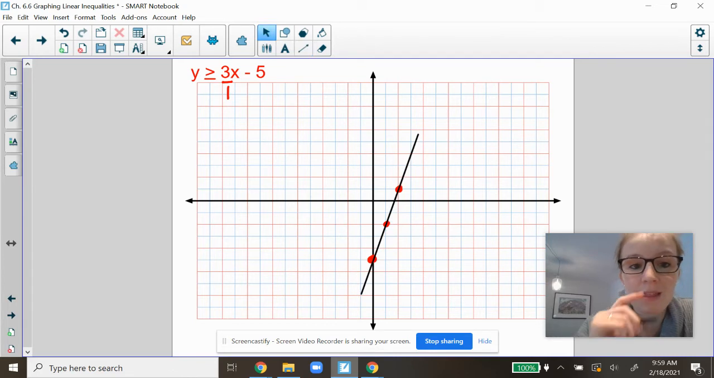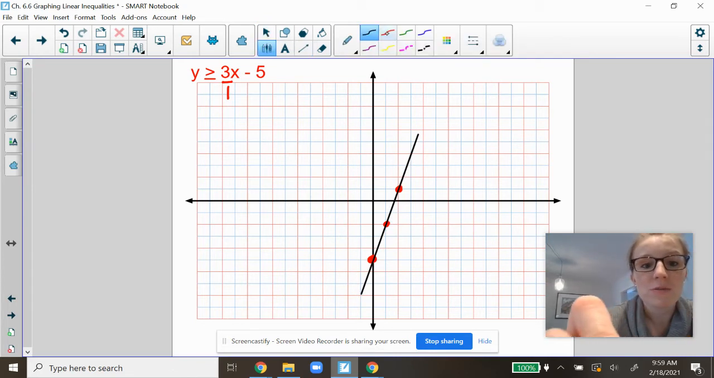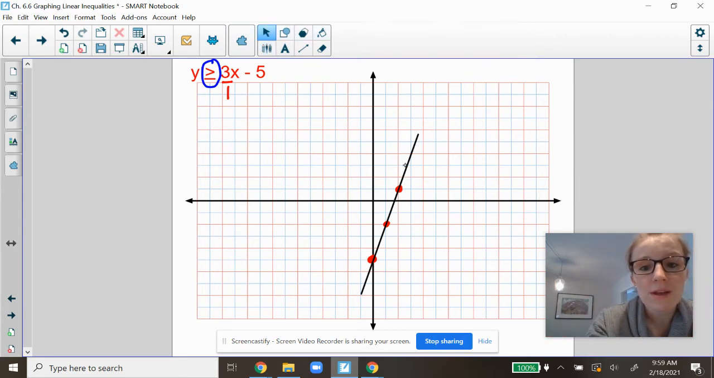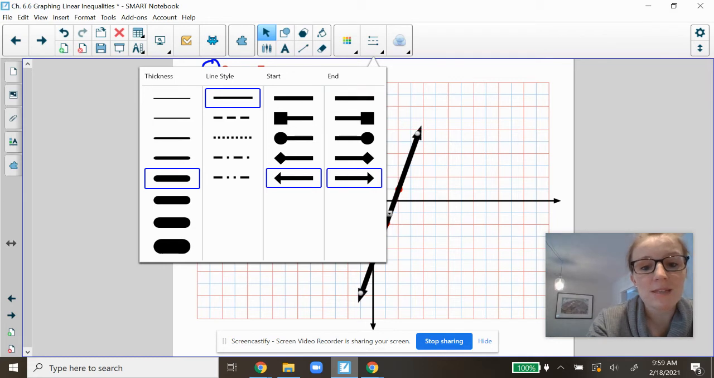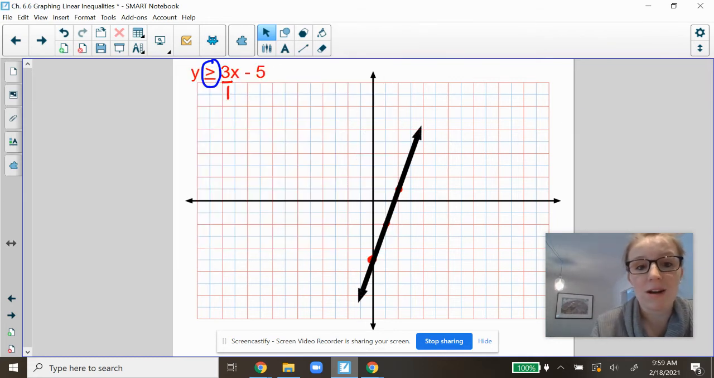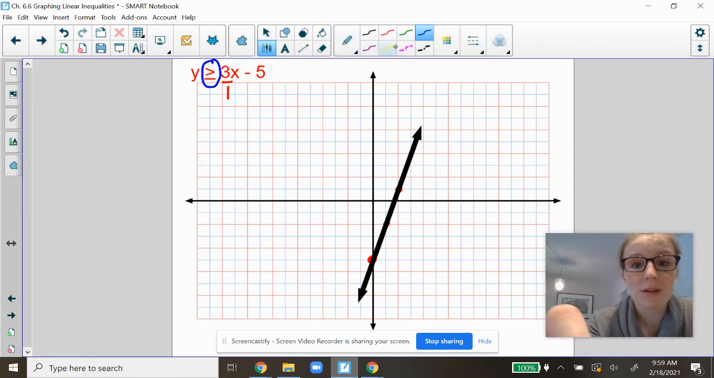This time, notice my line is going to be solid. So do you see here how you have a greater than or equal to? That means that my line this time, I'm going to keep it solid because I want to include the points that are on that line. Now I need to figure out where to shade. So again, that means we're going to test a point. What's the magical point to test?